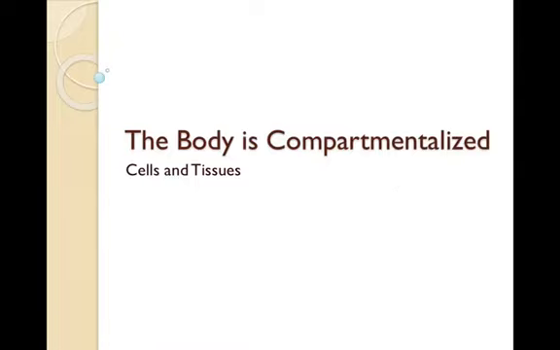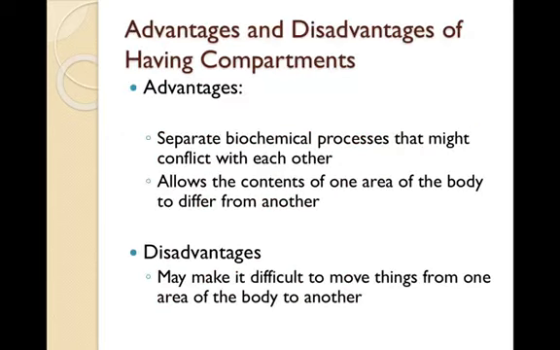We'll talk a little bit about body compartmentalization. And this compartmentalization exists within cells. It exists within body tissues, between organ systems. There are many levels of compartmentalization. Having compartments within the body has some advantages. The main advantages are that we can separate biochemical processes that might conflict with each other.